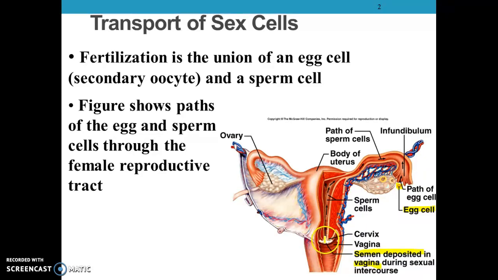But some of the sperm cells in that semen are going to make their way through the cervix into the uterus. There's anywhere from 2 to 4 million sperm cells released during intercourse at ejaculation, but only 100 or so of them are actually going to make it to the egg, to the secondary oocyte. They travel in the uterus, make their way through the uterine tubes, and fertilization typically occurs in the uterine tube, somewhere right around this area, if you can see where I'm highlighting.